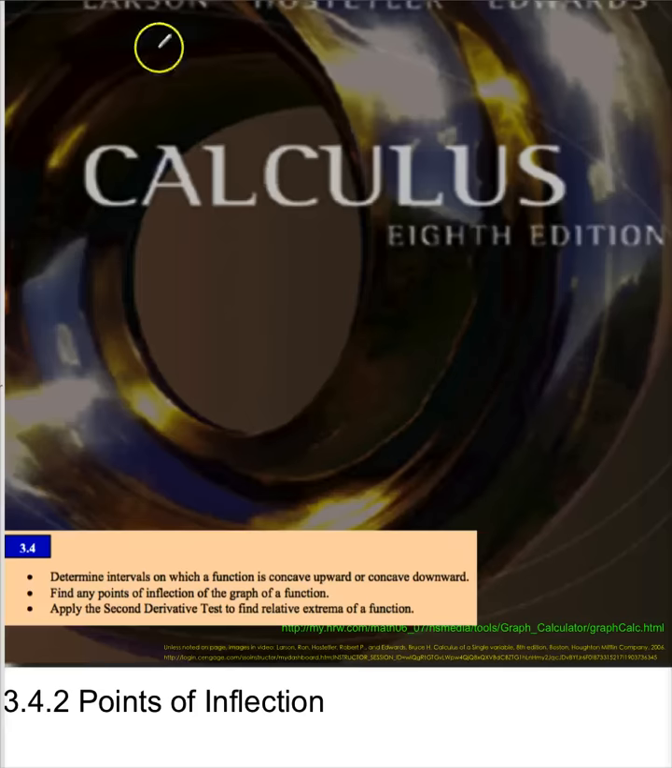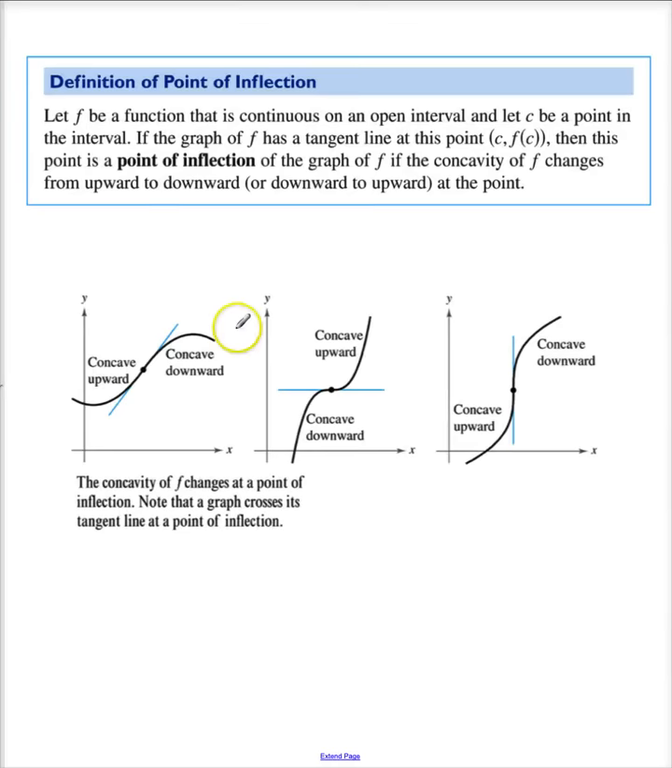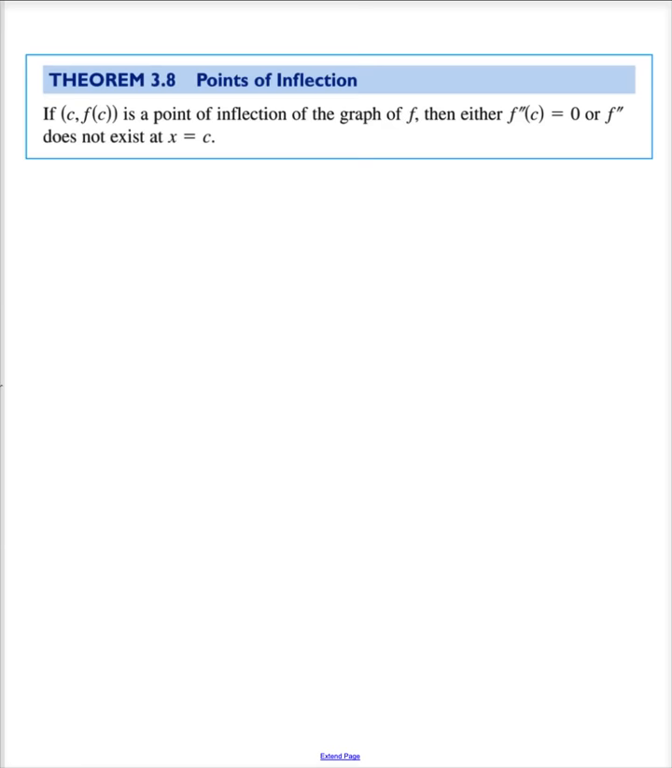Let's look at points of inflection. An inflection point on a graph is where the graph goes from concave up to concave down, or from concave down to concave up. It is possible for there to be no concavity change at a point, and we're going to look at a couple cases of that.